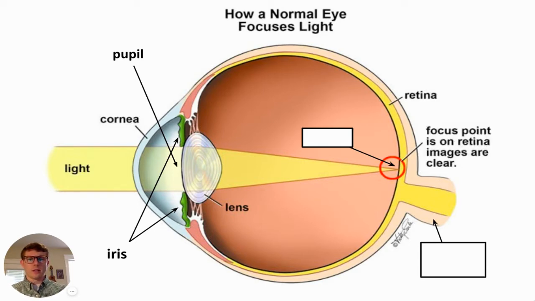And back here, we see the light converges at that one spot. That's the focus point on the retina. That's where the images are actually created. The images are created nice and clear on the retina. It's also called the fovea. The fovea, that's where the image is created.